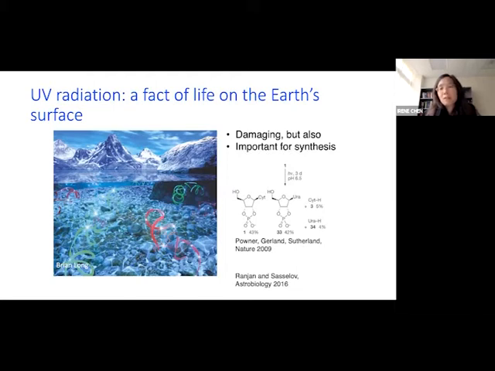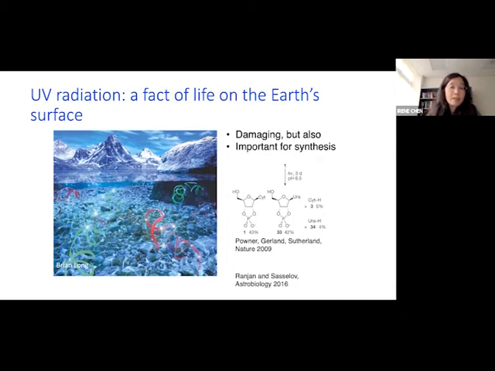But the energy of UV light is also important for chemical synthesis. And there are several steps, for example, in this synthetic pathway that has been developed for describing nucleotide synthesis and also synthesis of some other important monomers. UV radiation appears to be quite important for that type of synthesis.